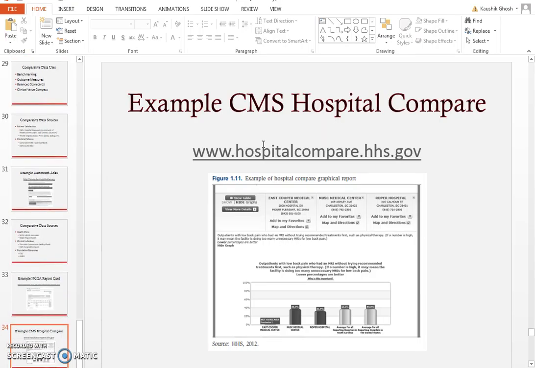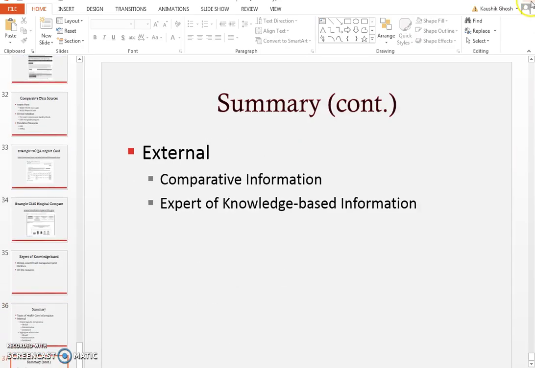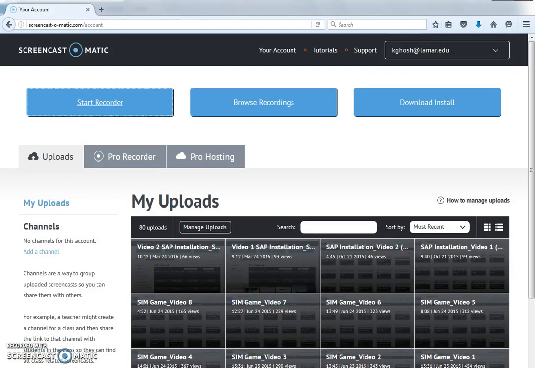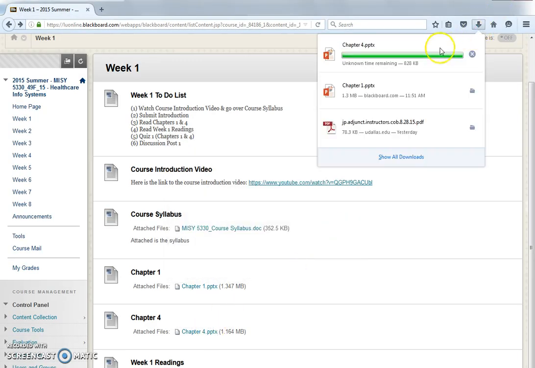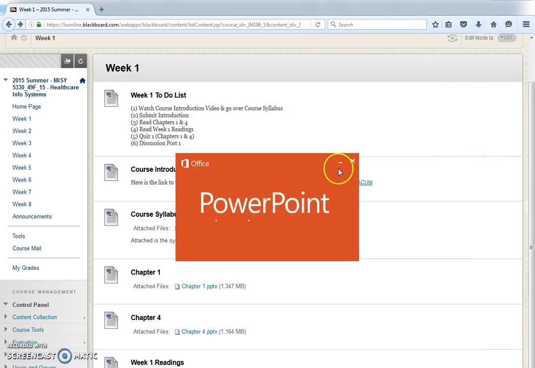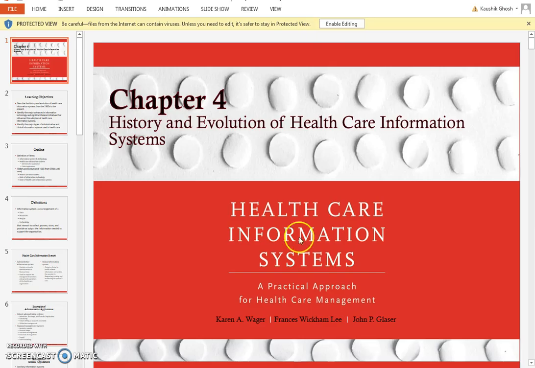CMS, Center for Medicare and Medicaid, one of the largest, is the federal body that governs Medicare and Medicaid. Then the next chapter is chapter 4, sorry, but it's this same week. We're talking about the same week.